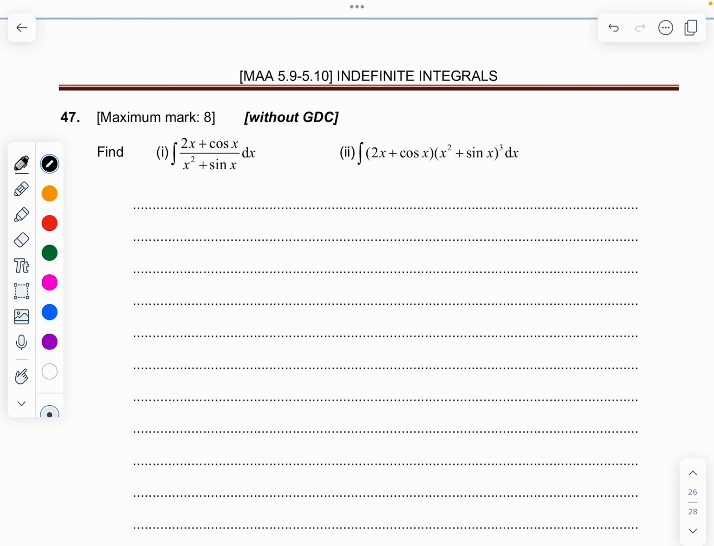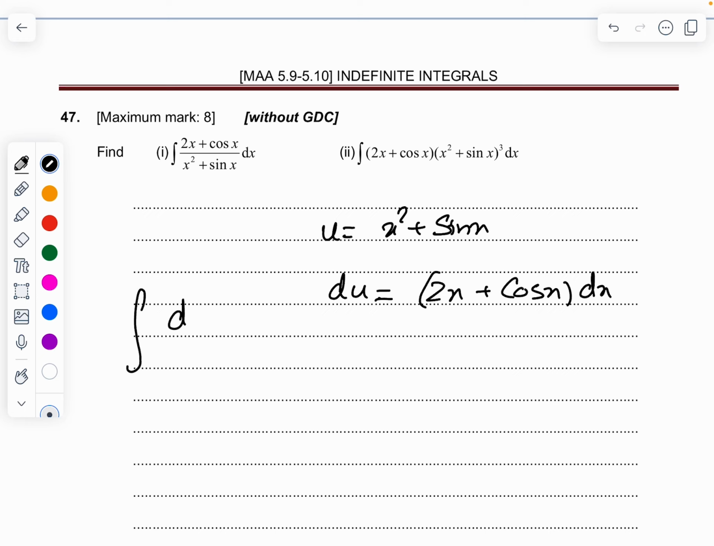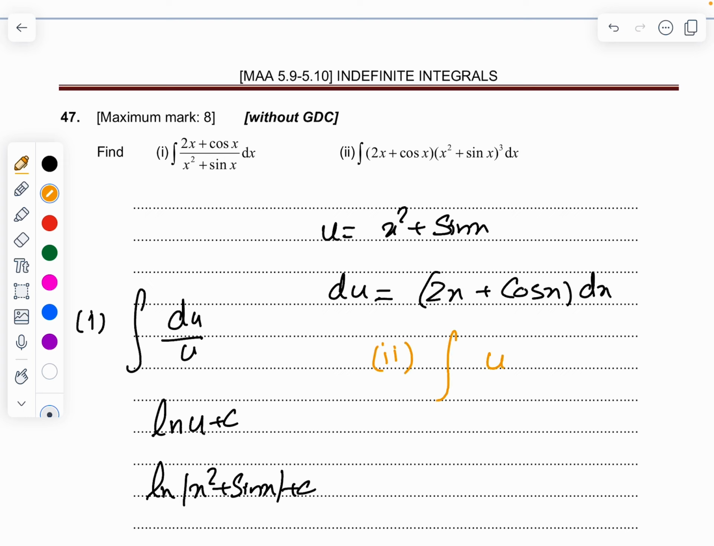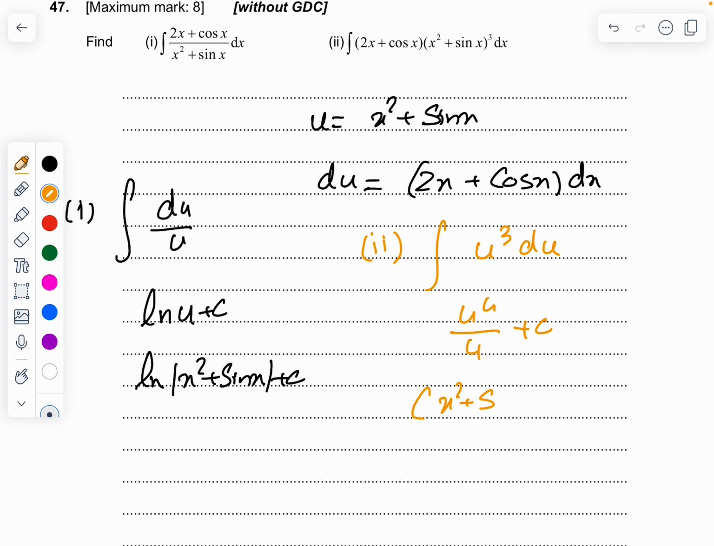Question number 47. u equals x square plus sin x. So du equals 2x plus the derivative of sin x, which is cos x, dx. So this will become du upon u. So ln u plus c. So ln of x square plus sin x plus c. That is part 1. Part 2 will become u cube du. So it will become u power 4 upon 4 plus c, which is (x square plus sin x) whole power 4 upon 4 plus c.